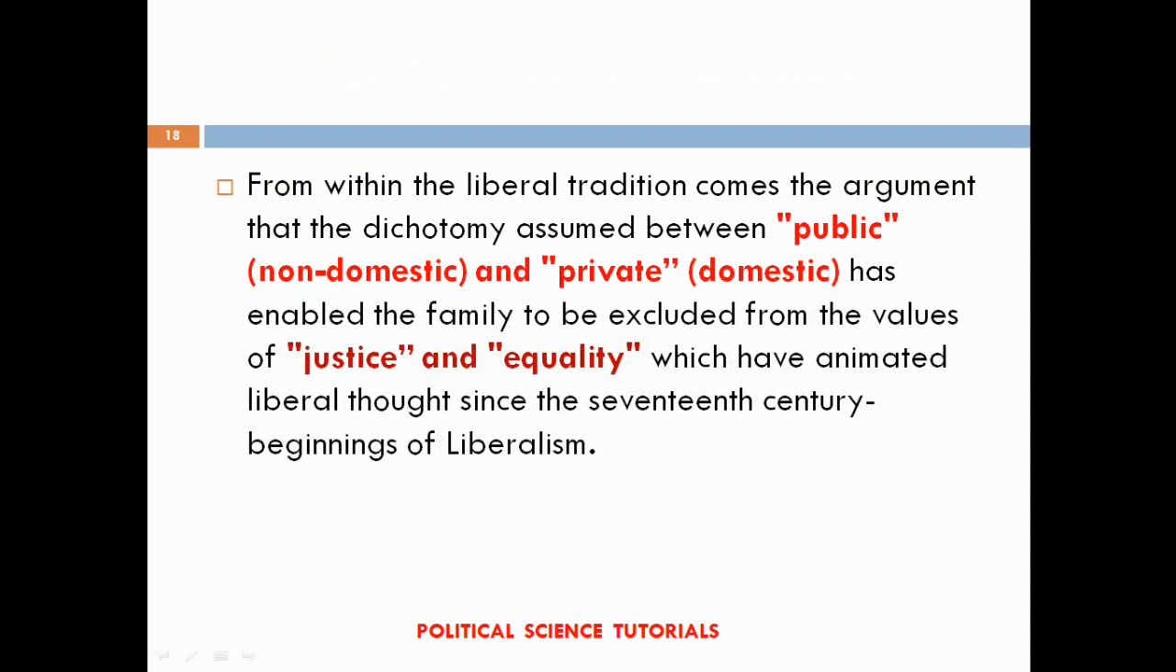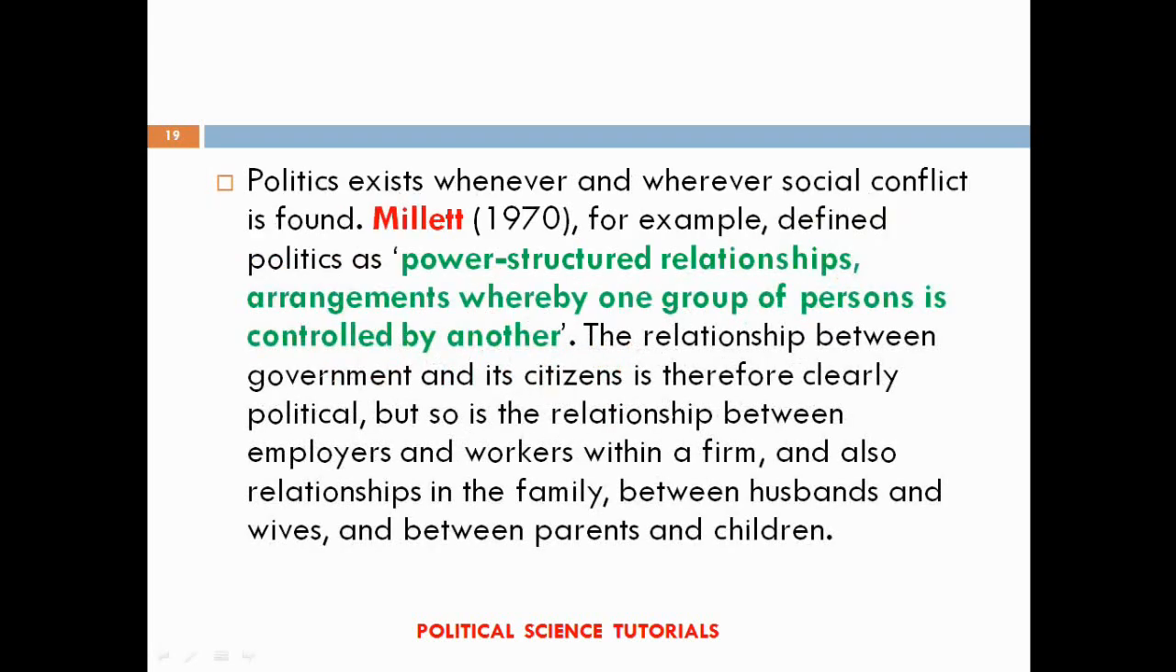Politics exists whenever and wherever social conflict is found. Kate Millett, for example, defined politics as power-structured relationships, arrangements whereby one group of persons is controlled by another. The relationship between government and its citizens is therefore clearly political. But so is the relationship between employers and workers within a firm, and also relationships in the family between husbands and wives and between parents and children.